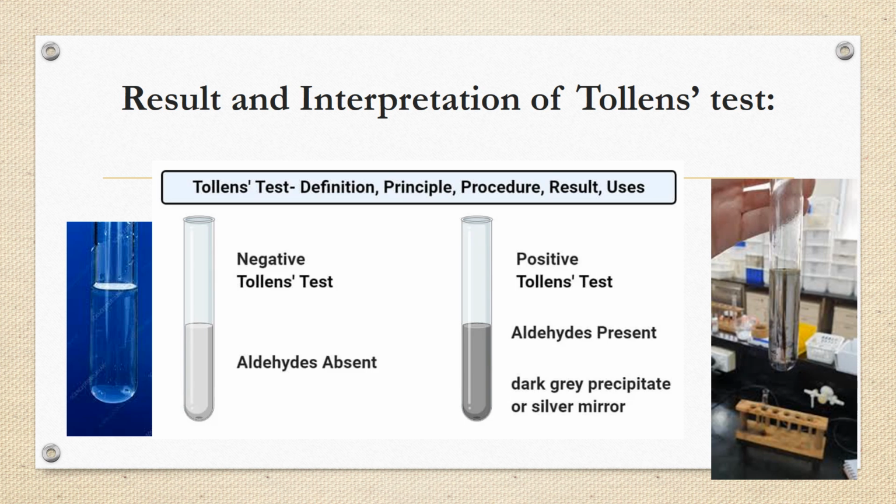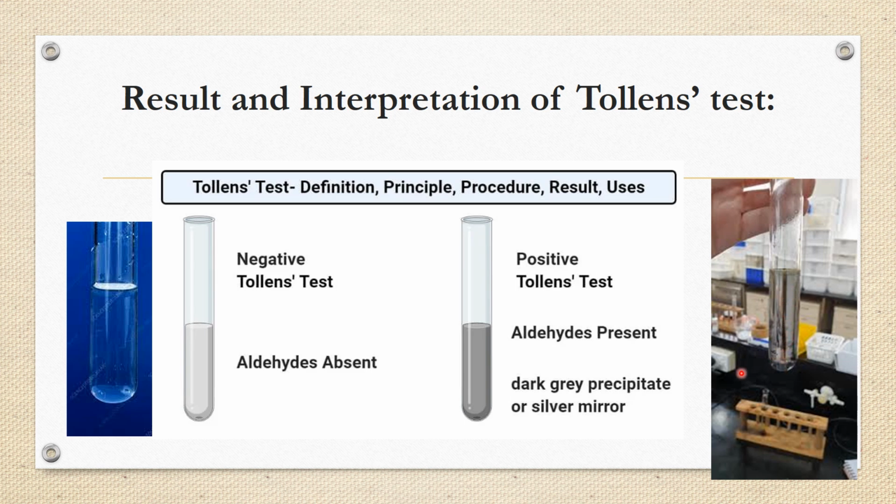This is the result and interpretation of Tollen's test. As you see, a silver mirror appears at the bottom and the sides of the test tube. That means this is a positive test, and in this sample the aldehyde is present. So this sugar is an aldose sugar.